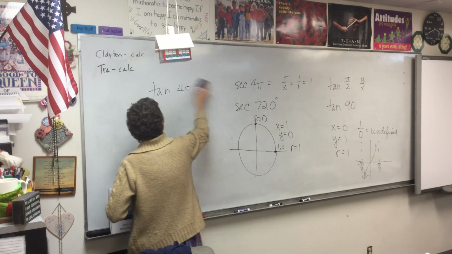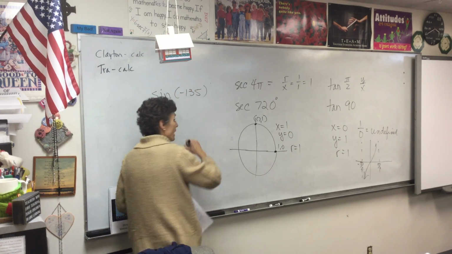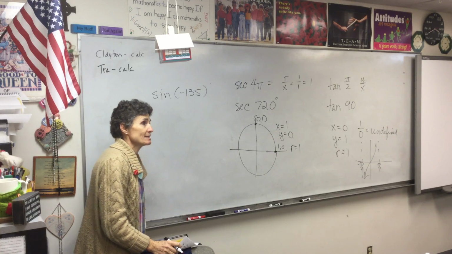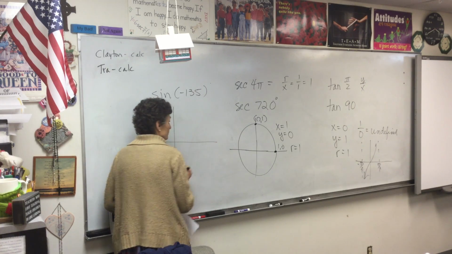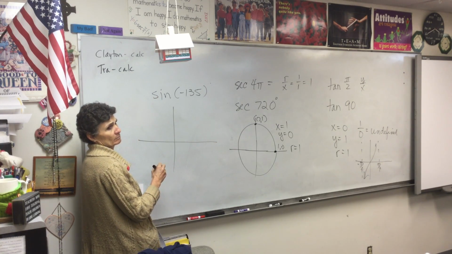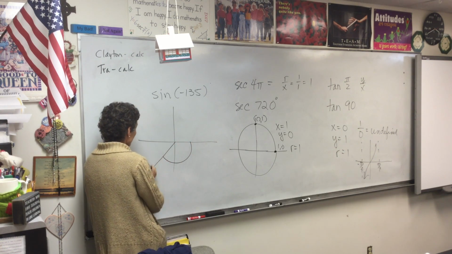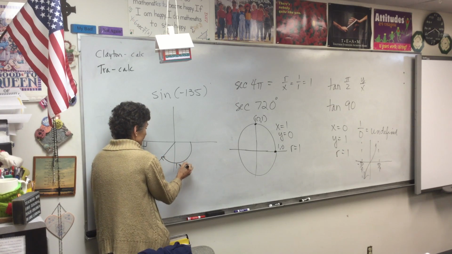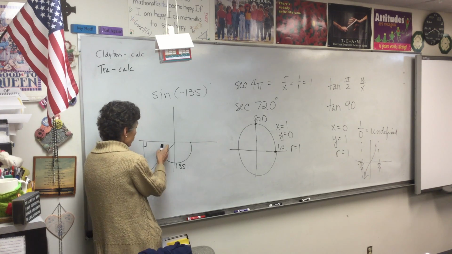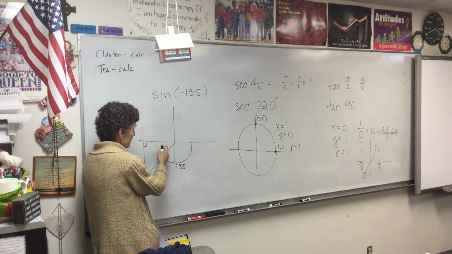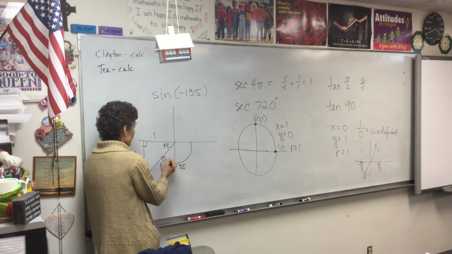Sine of negative 135. All right, this one's a little different because you have a negative angle. How does that change things, having a negative angle? You go down. You go the other way. So negative 135 would be over here like this. And then we have to find this all-important angle right here. That would be 45, which means 1, 1, root 2.